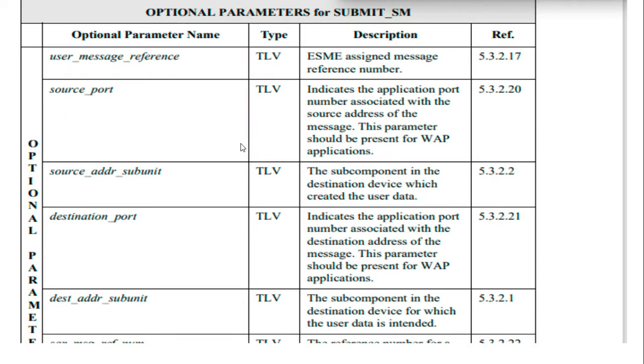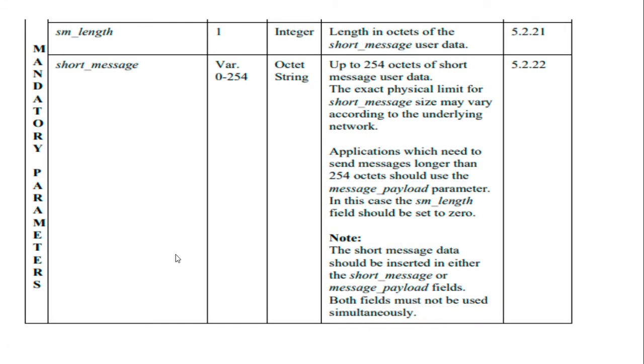If you see here, submission has multiple parameters like user message reference, source port, source address subunit, destination port, destination address subunit. There are multiple parameters, and I will be describing all these parameters one by one.